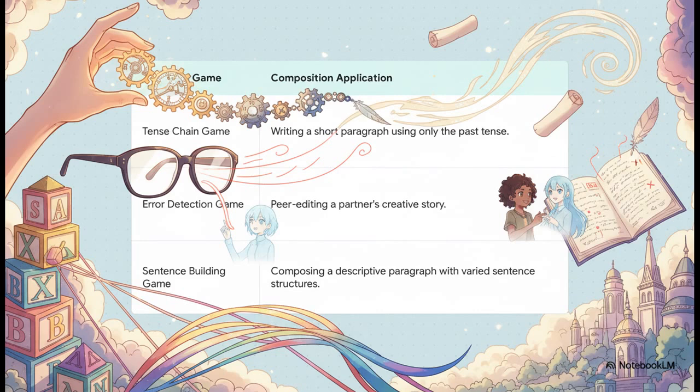After a really lively round of the tense chain game, you could have your students immediately write their own short story using only the past tense. Or, after they've sharpened their detective skills in the error detection game, have them apply those exact skills by peer editing a partner's story. This kind of integration ensures that grammar isn't just some abstract exercise, it becomes a powerful tool they can use right then and there to improve their own writing.